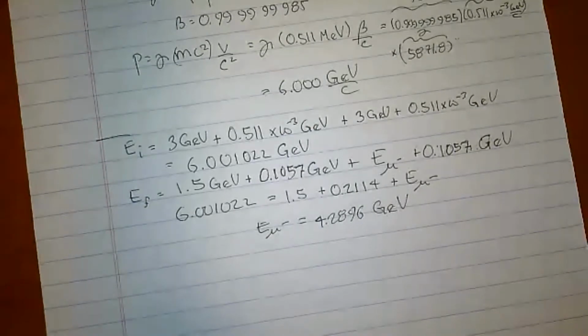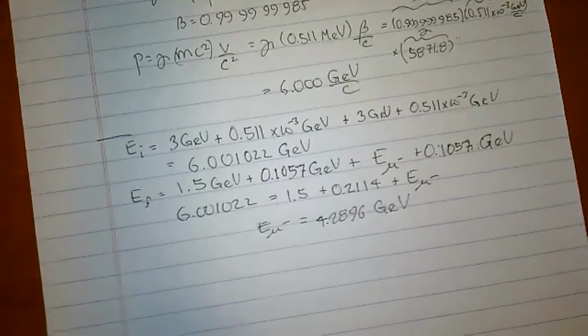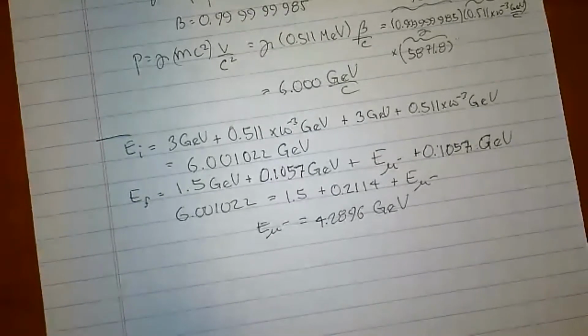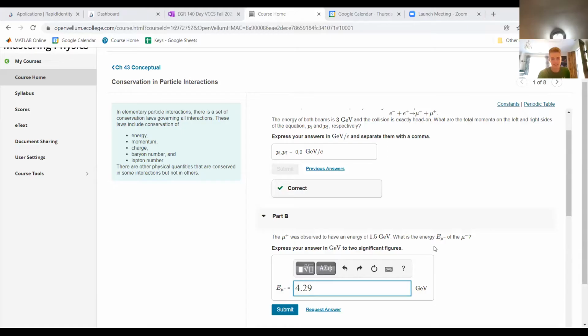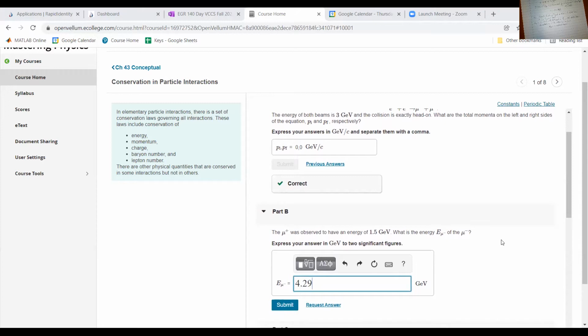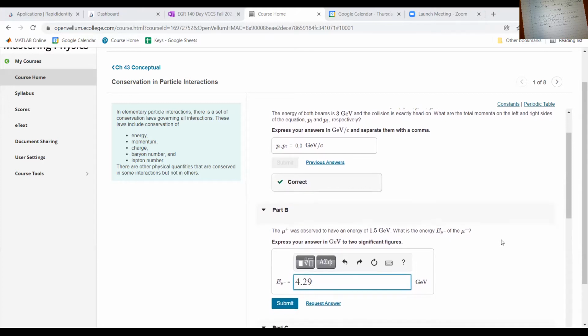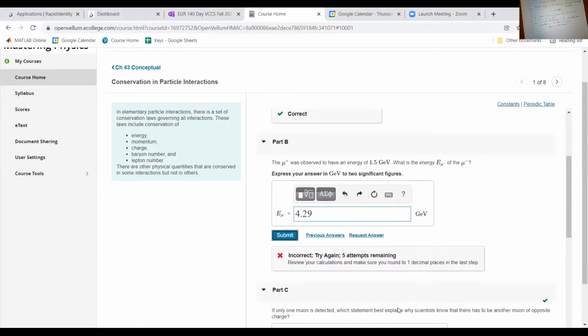Yeah, let's look at the question too before you do it again, just to make sure I read everything properly. Don't want you putting in the wrong answer because I gave you the wrong answer. So it said the mu plus was observed to have energy of this. What is the energy of that? Okay, so yeah, I think it's 4.29. That should be right. And it did say 1 decimal place, so you should write 4.3.